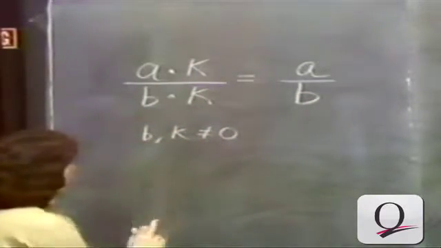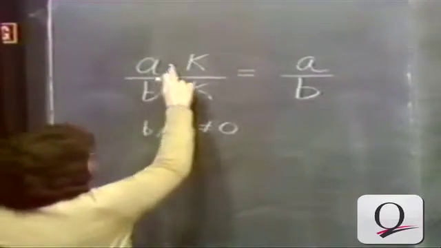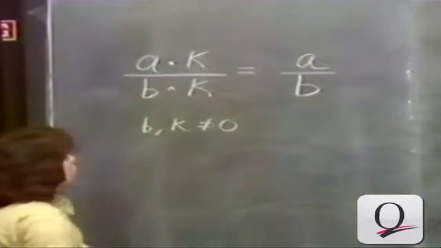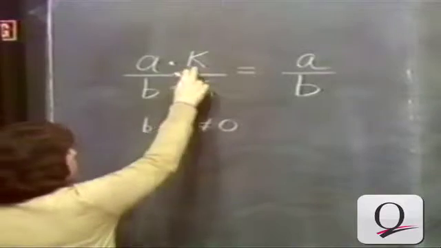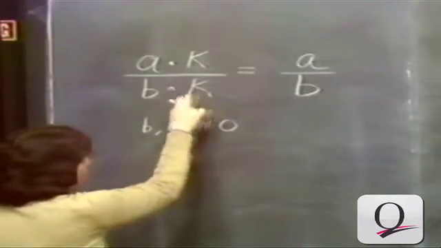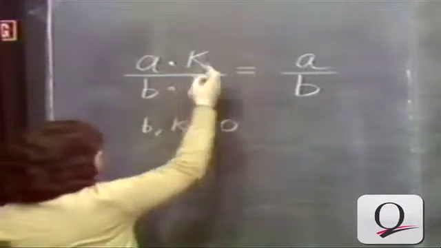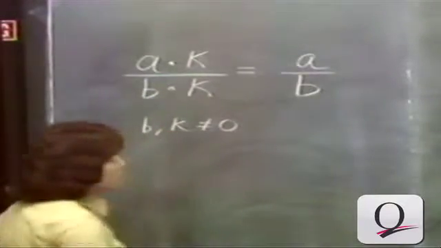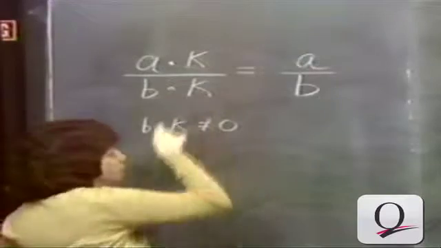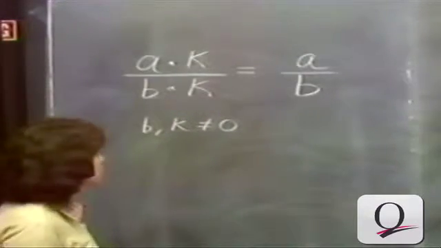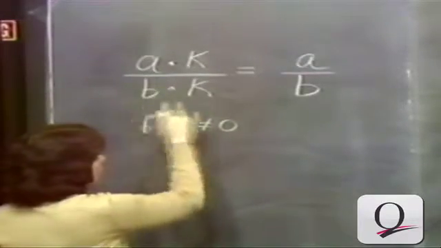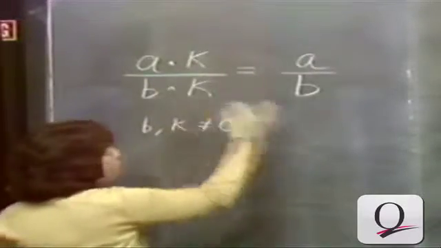Now this only works if k is a factor in the numerator and the denominator. That is, it's joined by multiplication to a, and it's joined by multiplication to b. Then we can divide numerator and denominator by k and get a over b. We can also say we cancel out the k's. But canceling out is a form of division, and you had to have this kind of multiplication before so that when you divide, you get a over b.